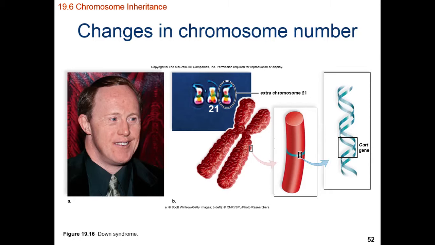Here's an example of someone who has Down syndrome. Down syndrome usually is going to be characterized by mild to moderate physical defects, a slightly shortened lifespan, and will also result in someone having an extra copy of chromosome number 21. And within chromosome 21, the one that they have the extra copy of, there is a gene that's been specifically associated with Down syndrome, and then the GART gene has been associated with causing some of the symptoms of Down syndrome.